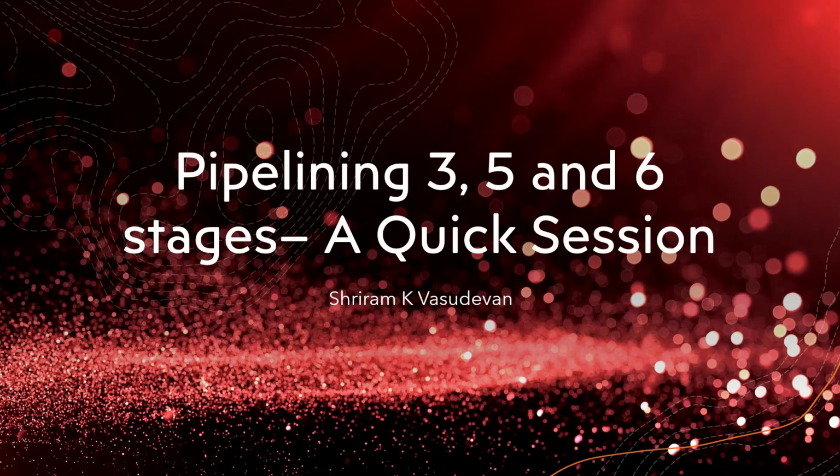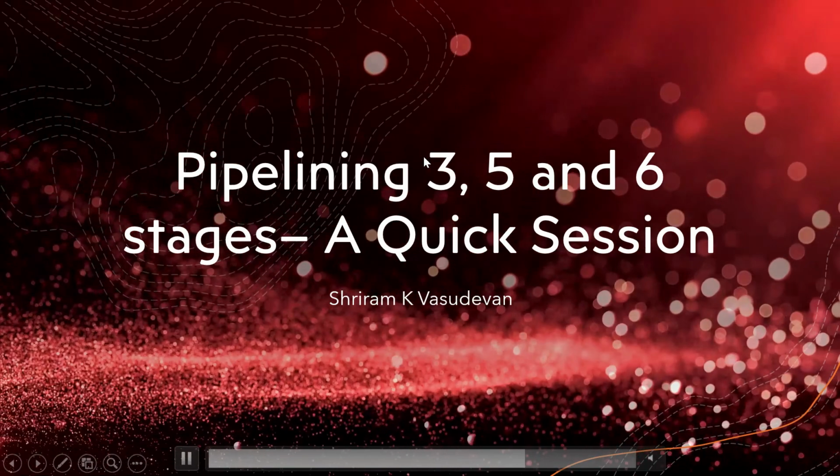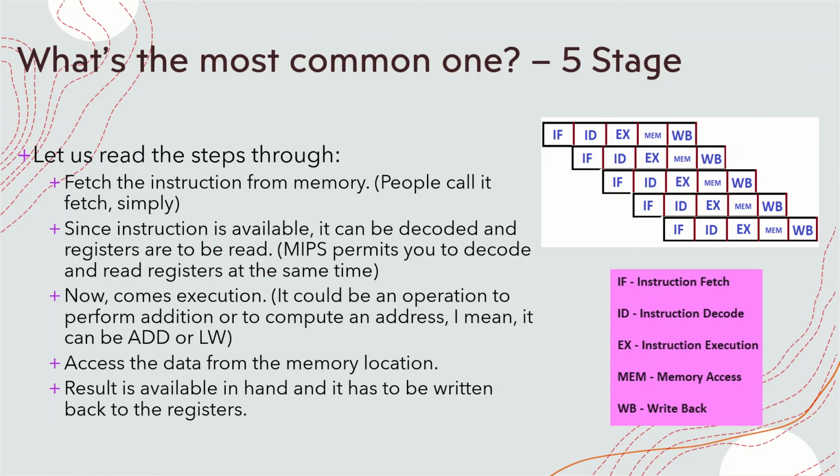But then there was a development and it came to 5 stages. The 5-stage pipelining is very interesting and it had 5 stages named the instruction fetch, the instruction decode, instruction execution, memory access and write back. What do you mean by that, sir? Very simple. During the fetch, the instruction will be fetched. The instruction is simply acquired. Since the instruction is available, now you can decode it. The next stage is to decode the instructions and to read the registers.